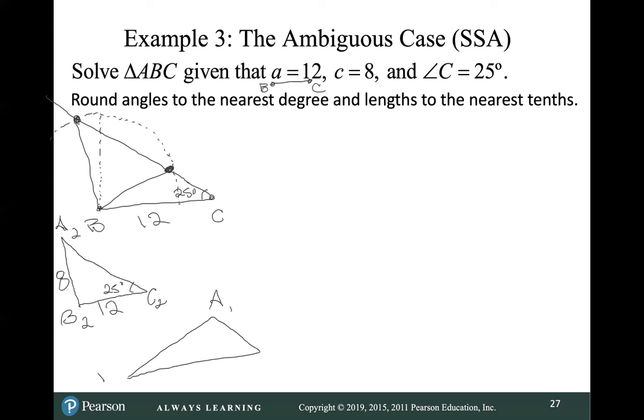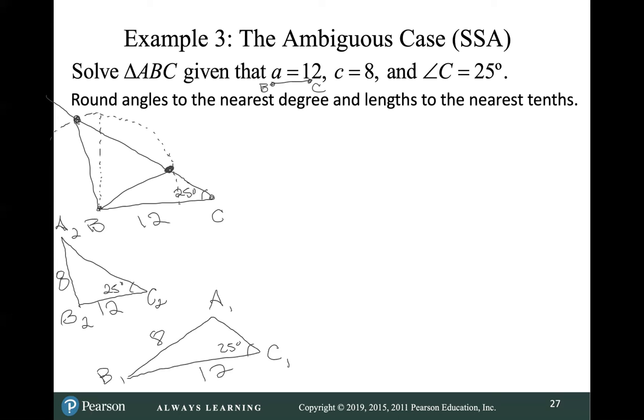A1, B1, C1, 8 units, 12 units, 25 degrees. Okay. So we have our 2 possible triangles. Now we're going to use law of sines on both of those triangles and solve them both.